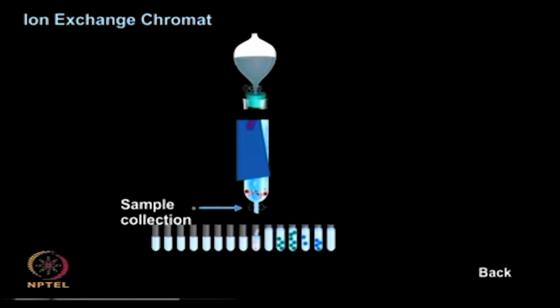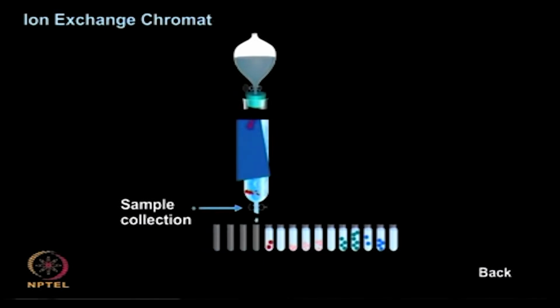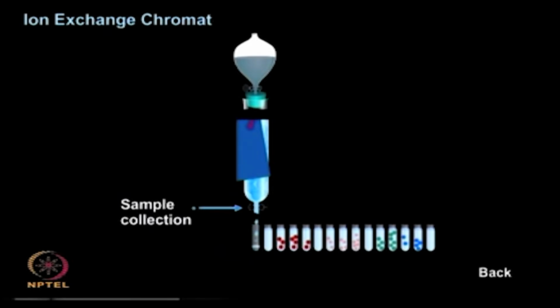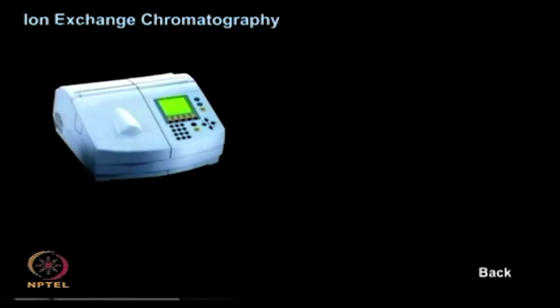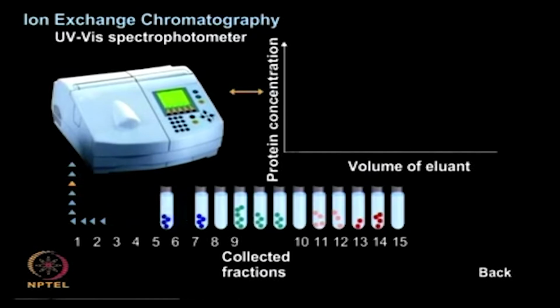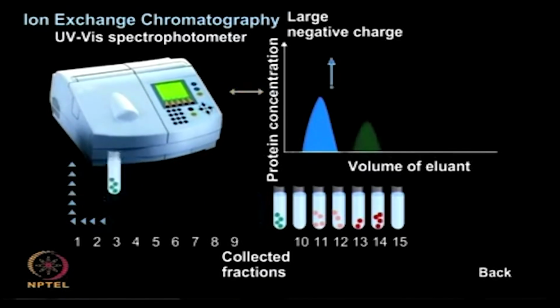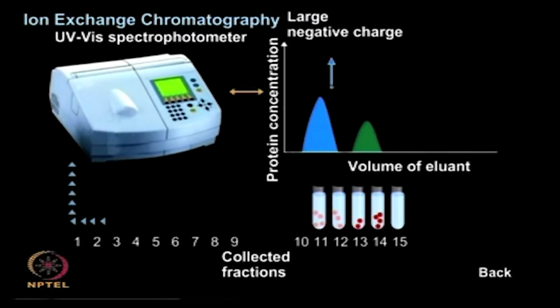Once all the fractions are collected, the protein content can be analyzed by using a spectrophotometer. So, analyze these fractions for their protein content by using a UV-visible spectrophotometer at 280 nanometers. A graph of eluent volume versus protein concentration can then be plotted. In this particular example, the negatively charged molecules come first and then the positively charged fractions come later.